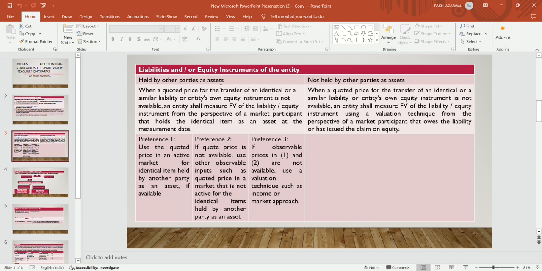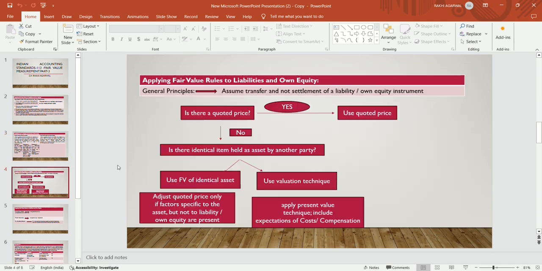So by using valuation techniques from the perspective of the market participants that own the liability or have issued the claim on equity, in this way the liability is to be evaluated. Now, applying fair value rules to the liabilities and own equity. These are the rules we just went through because we had already discussed them. Assume transfer, and not settlement, of liabilities or own equity instruments. Suppose we are assuming we are transferring the liability, not settling the liability or an equity instrument, then what happens?